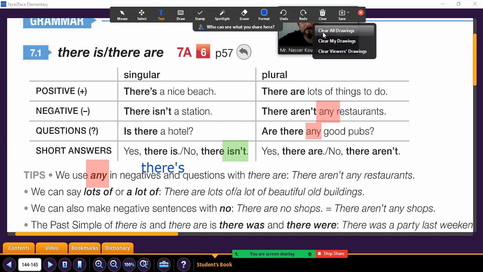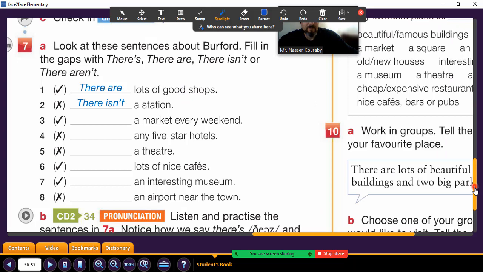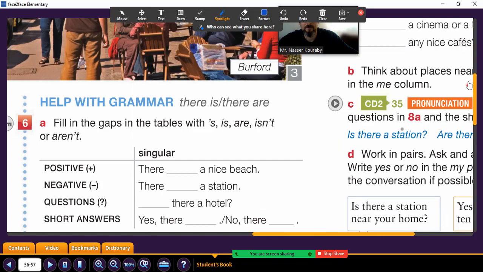Okay, let's go back and see here. Now, in exercise number 7, look at these sentences about Burford, fill in the gaps with there's, there are, there isn't, or there aren't. Burford, which one is Burford? We said here. This is the small town, Burford, okay?